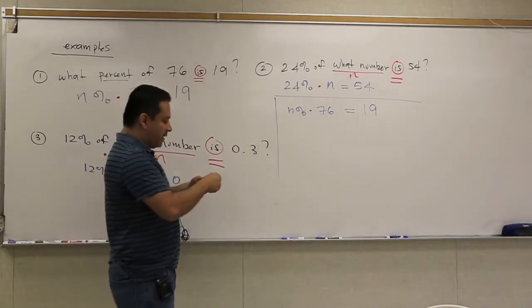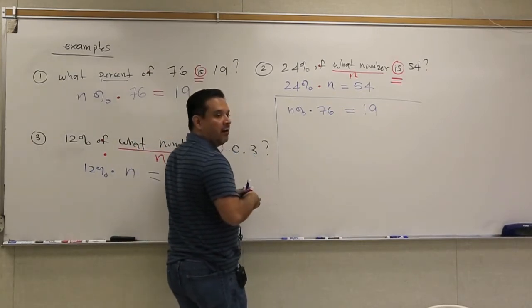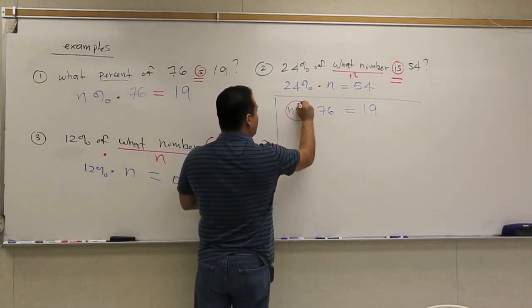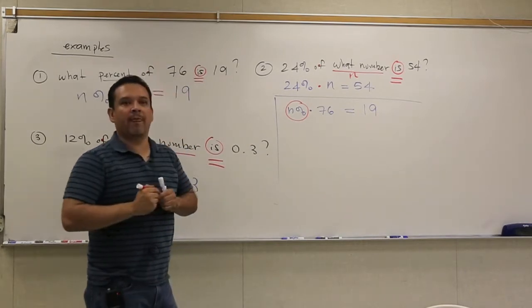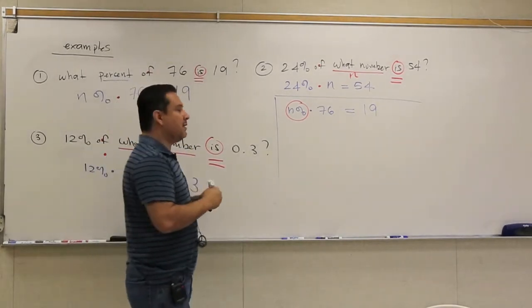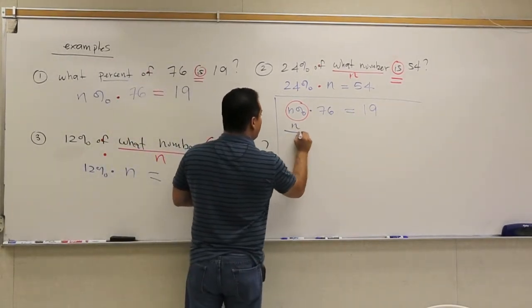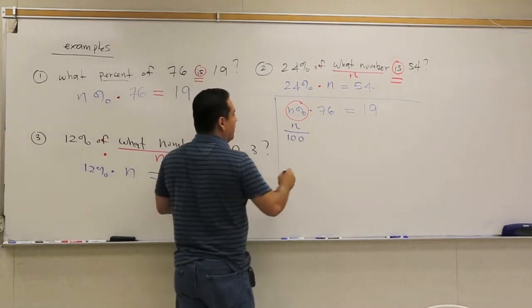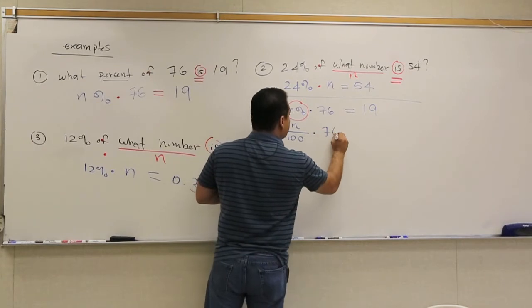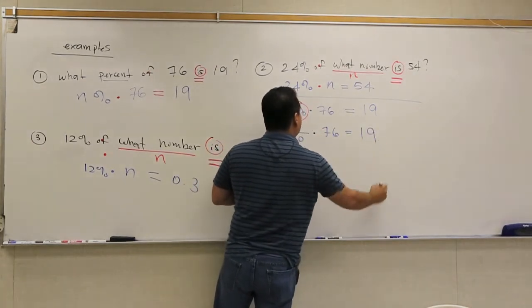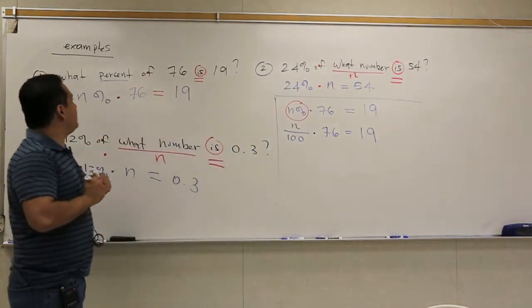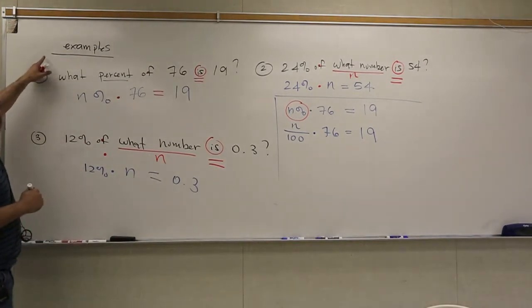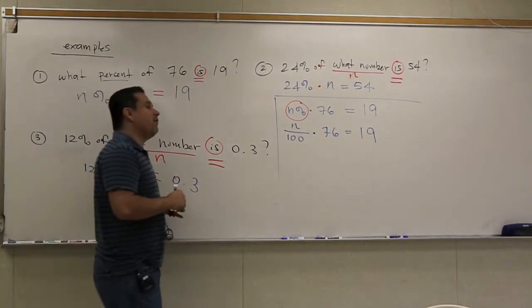What's the meaning of n% again? What's this definition, by the way? Isn't that n over what? 100. You guys okay with that? And then this will be times 76 equals 19. Because in each case, they want you to find the number, or find the value of n.